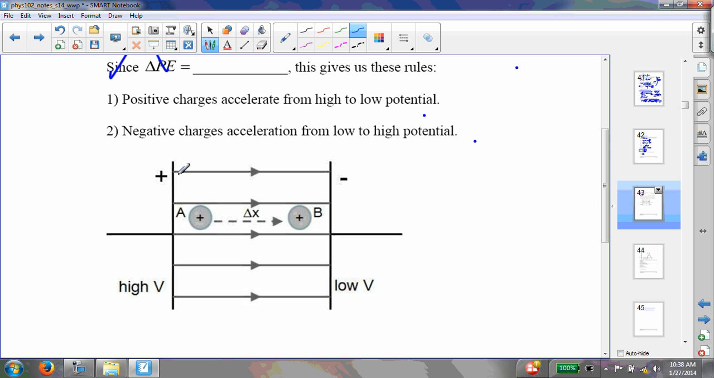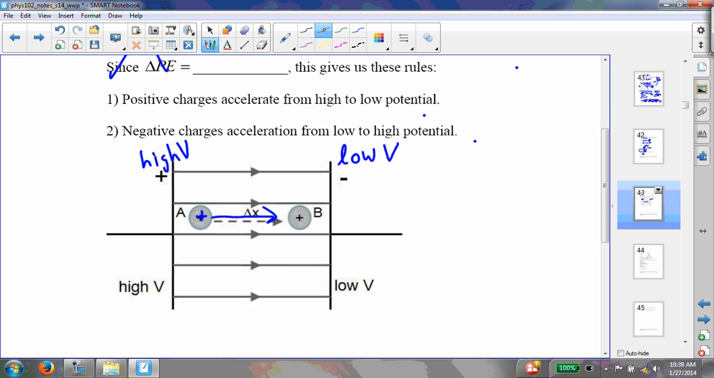So for example here, I have a charge. Remember I said I have 2 plates, a positive plate, and this is going to be high potential. The positive charges there have lots of energy per unit charge. And over here, this is going to be low potential. Positive charges are going to tend to move from high to low. So if I have a positive charge, it's going to move in this direction.